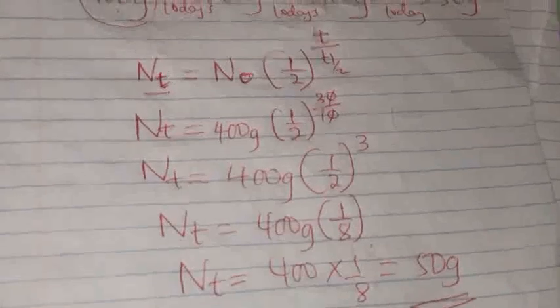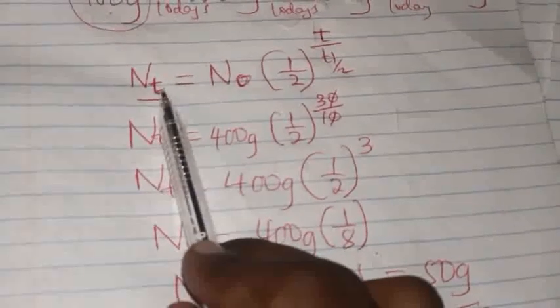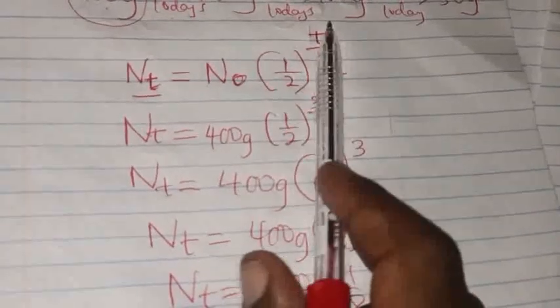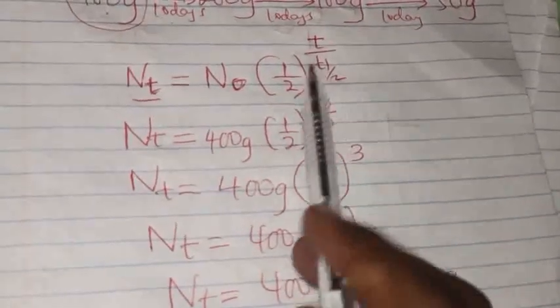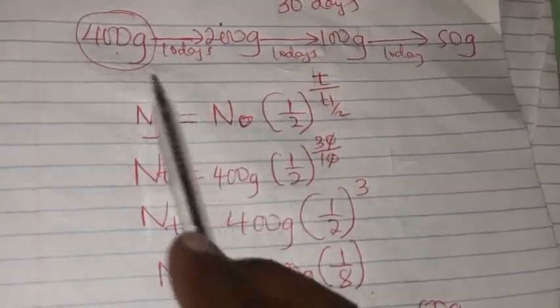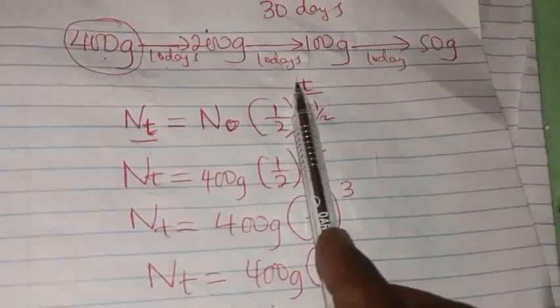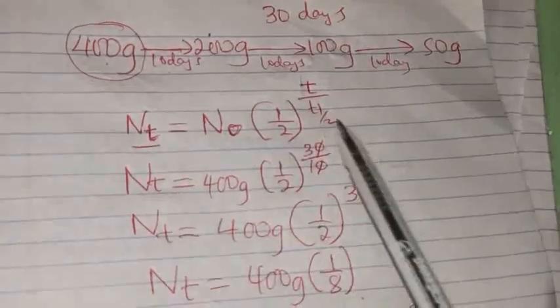So you can use this formula to understand this concept very well. The final mass Nt, mass after time t, should be equal to the original mass into a half raised to the total time over the half-life. Original mass is 400 grams. Original mass, 400 grams, into a half raised to the total time taken, time given, 30 days. So we shall say 30 days.